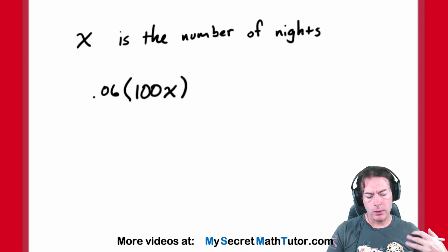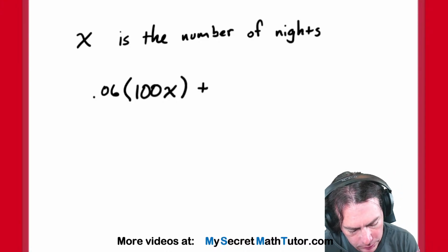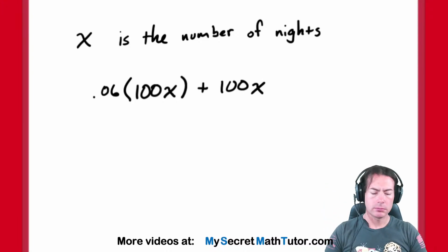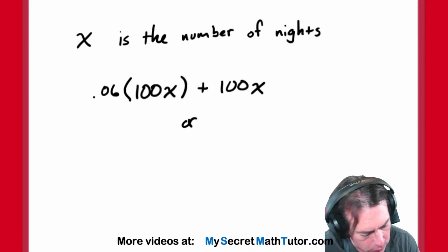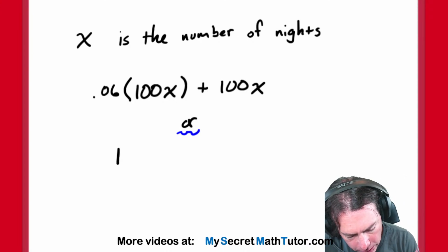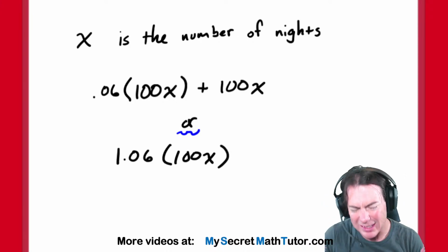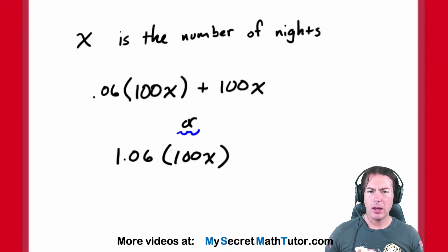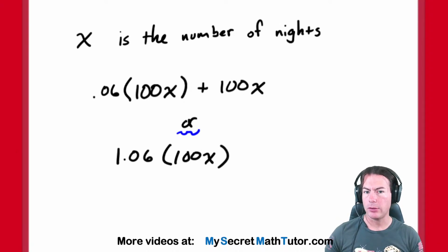If you want to make sure you include the original $100 per night, you can think of adding that on, or alternatively, you can think of multiplying by 1.06. Both of these really do exactly the same thing. That one, or adding on the 100x, is ensuring that the base price is also included in that grand total.